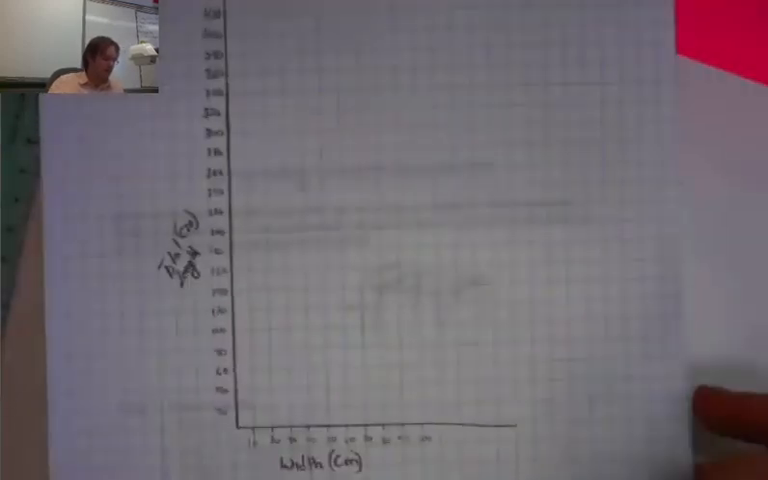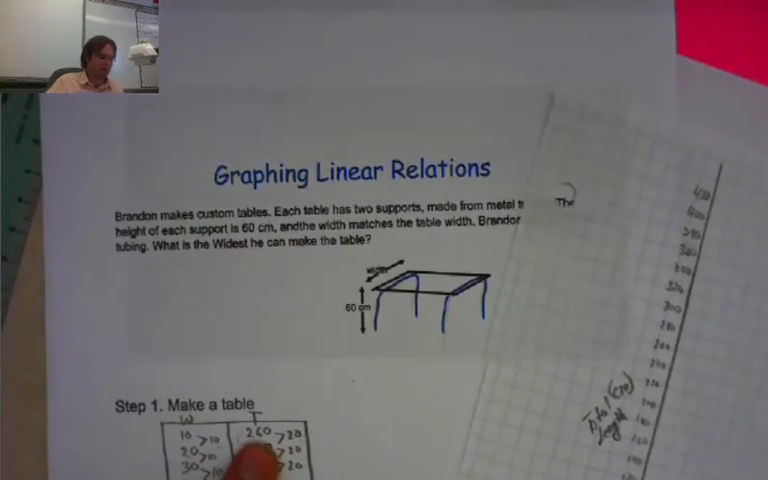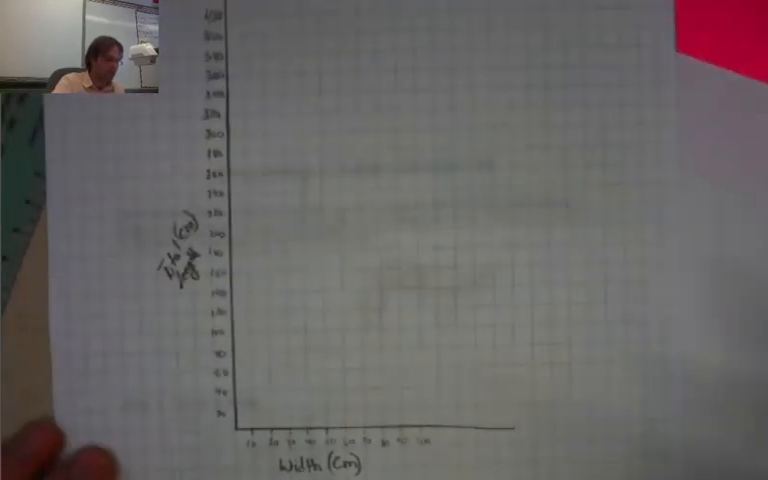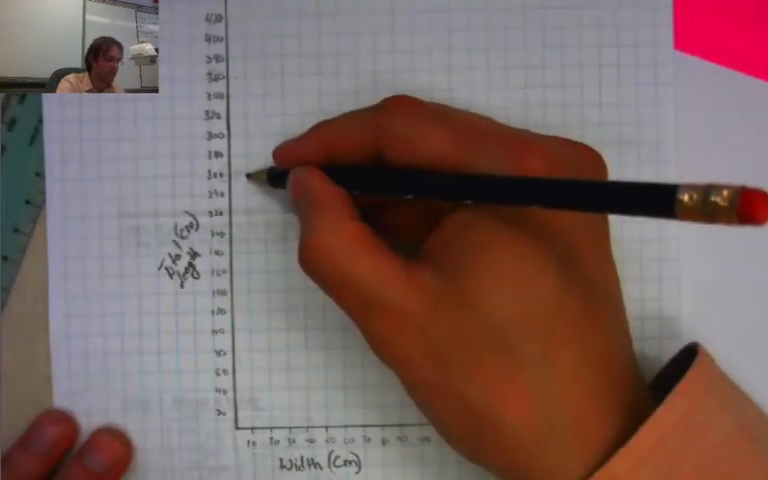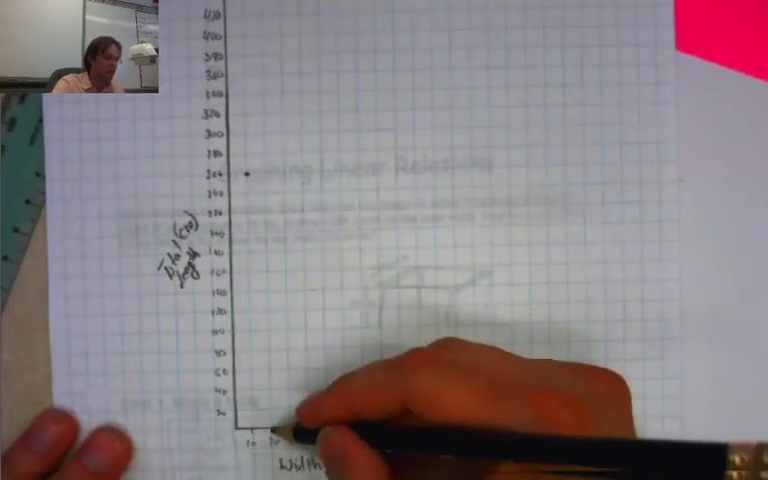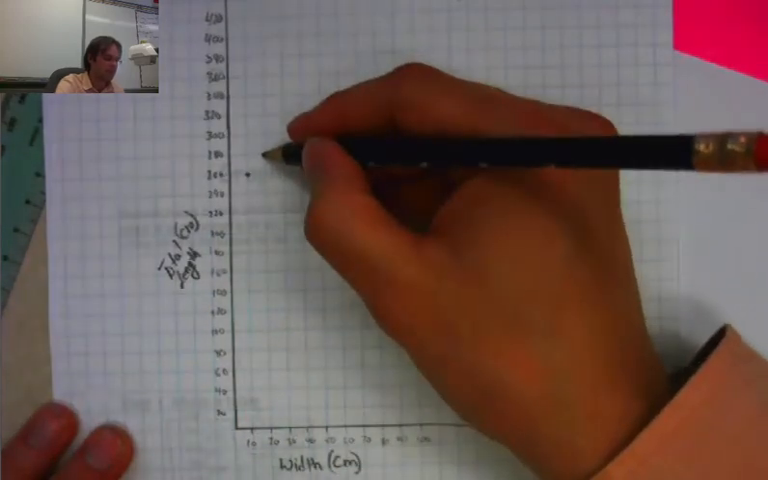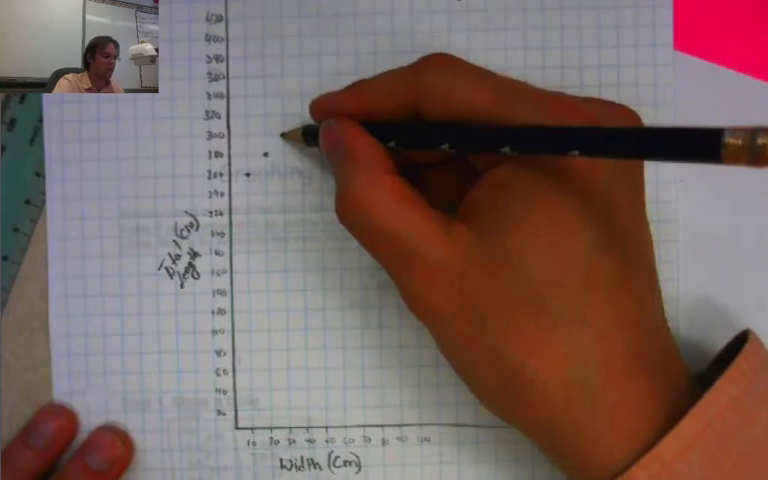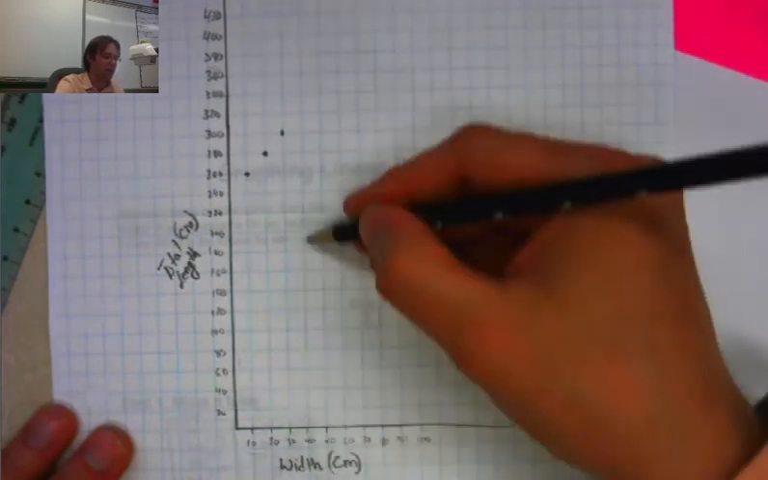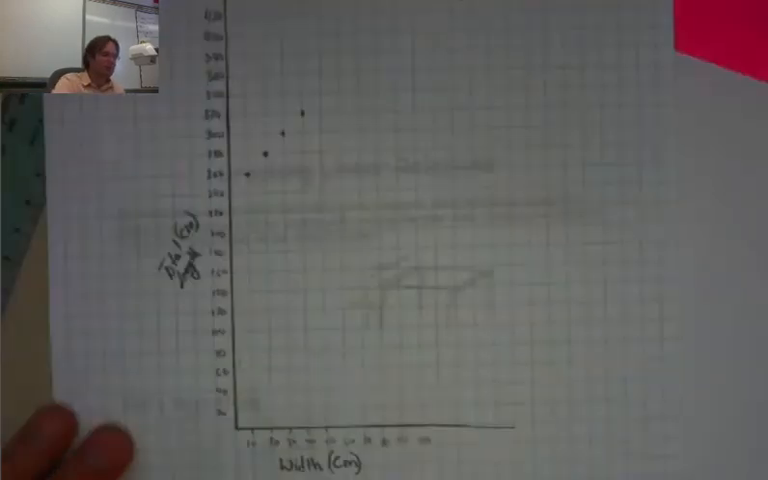So if we remember, at 10, we had a total of 260. So at 10, we're going to go all the way up to 260. At 20, it was 280. Okay? At 30, we were at 300. And at 40, we were at 320. If we look at this, it's starting to make a straight line.